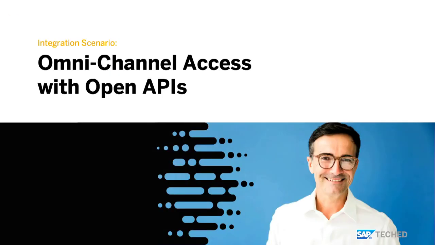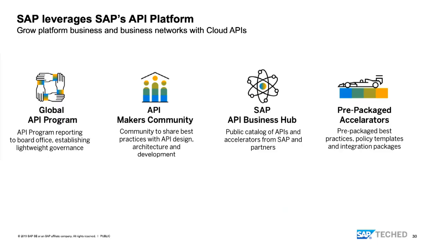The third scenario is omnichannel access with APIs, right? As you know, in 2016, we started our own internal API program. I had the good fortune of being there at the start. We have our global API program. We have an API makers community internally where we engage with different API developers across SAP, LOBs. We have the API Business Hub, right, where all the APIs come out.